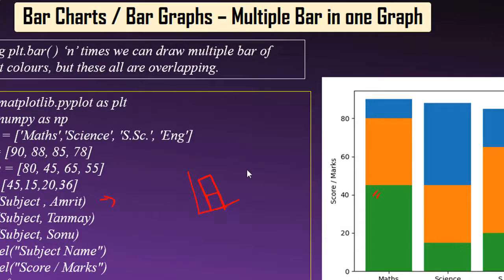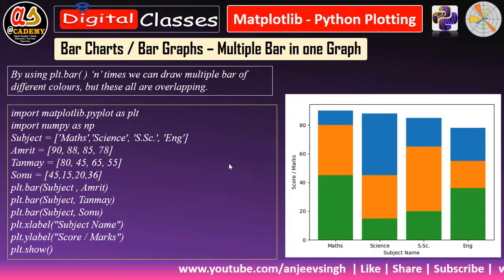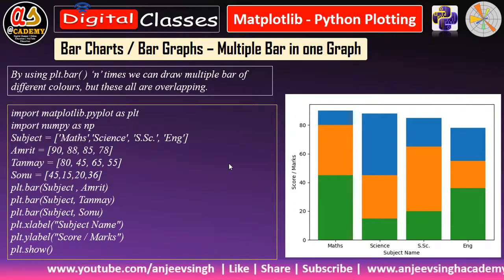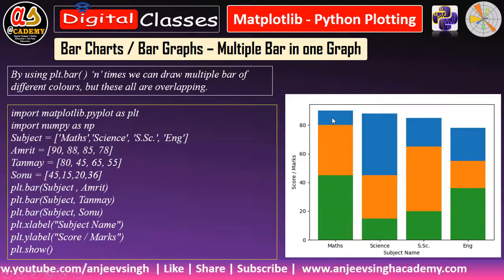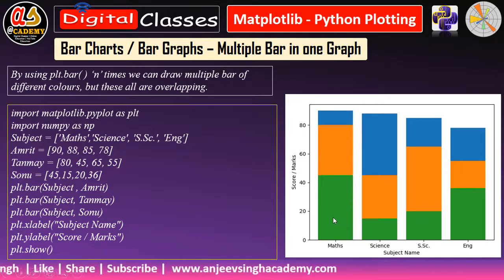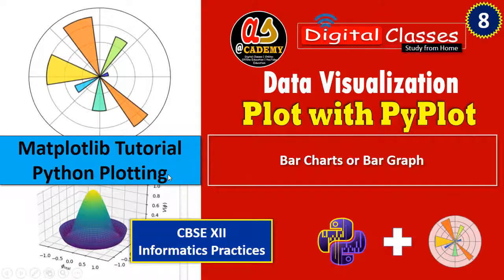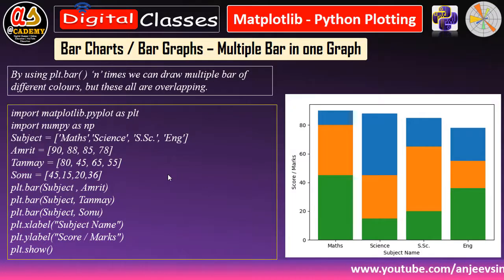Now there is one more confusion here: we cannot tell which color is used for which person. Which color is used for Amrit, which color for Tanmay, which color for Sonu? Normally you can understand with the help of this, but it is not clearly mentioned in the graph. So how will we do this? About this we will discuss in the next video.